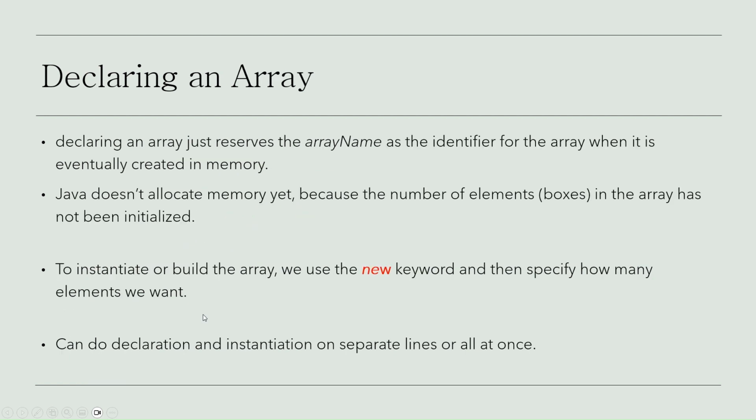To instantiate or build the array, we use the new keyword and then specify how many elements we want. We can do declaration and instantiation in separate lines or in one line.